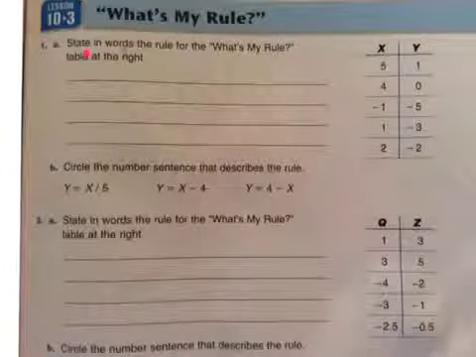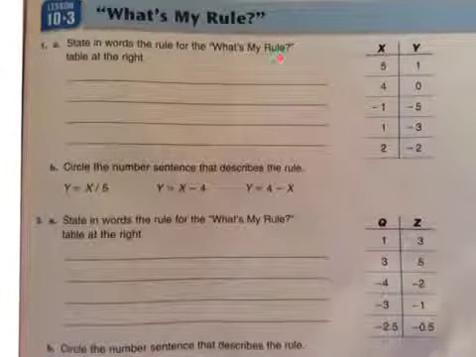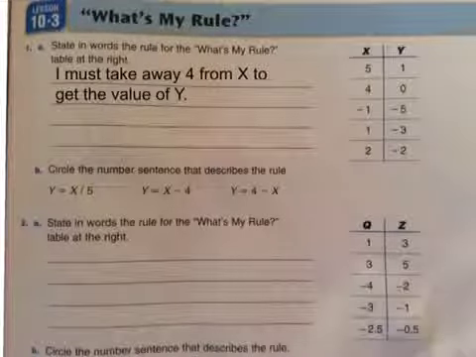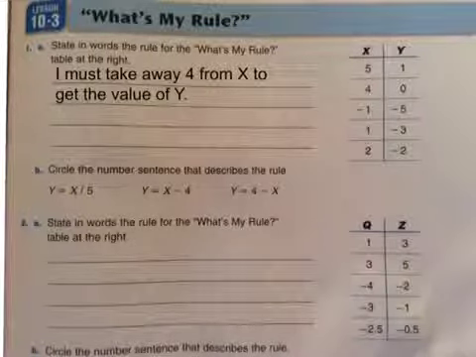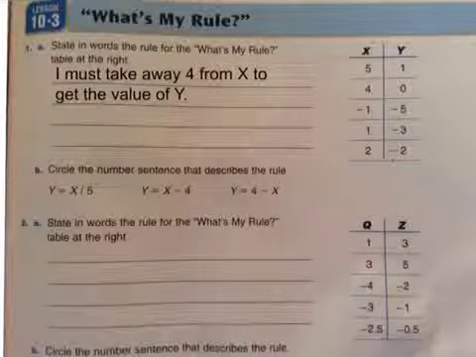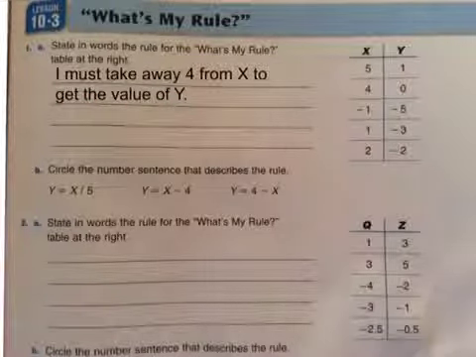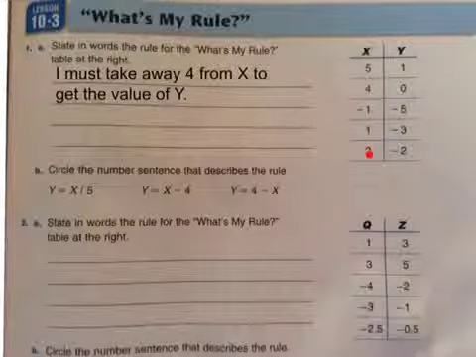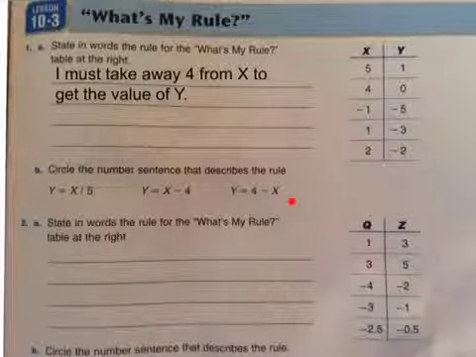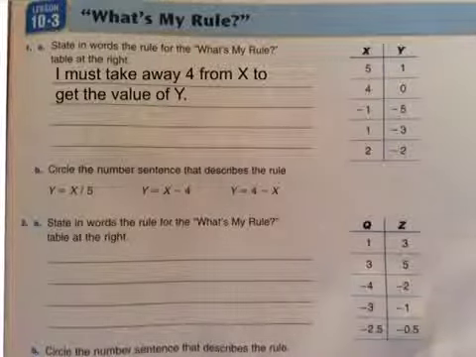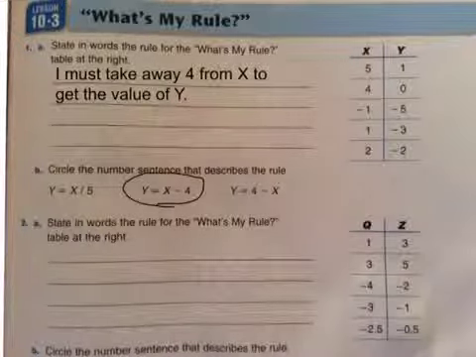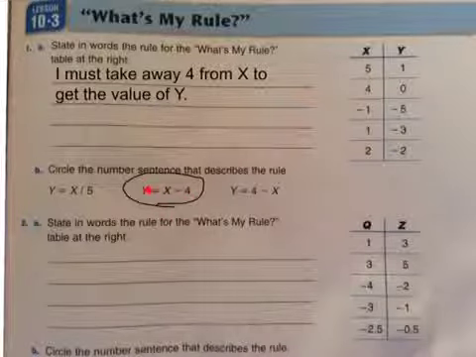So, state in words the rule, or what's my rule table on the right. So in my words, I wrote, I must take away 4 from column X to get the value of Y. Take away 4 from 5, you get 1. Take away 4 from 2, you get -2. So, if I had to choose from these, the one that makes the most sense is this one: we take 4 away from X, that equals the value of Y.